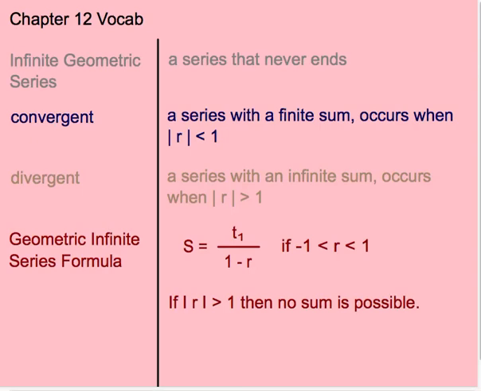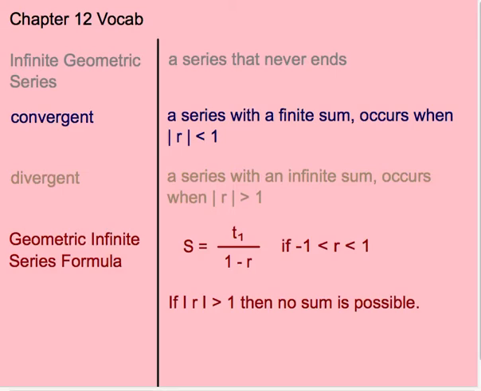Today we're going to look at a special type of geometric series called an infinite geometric series. This is when you are looking at every term in the series on and on forever, never ends. There are two different types. One is convergent, and that's when the series has a finite sum.